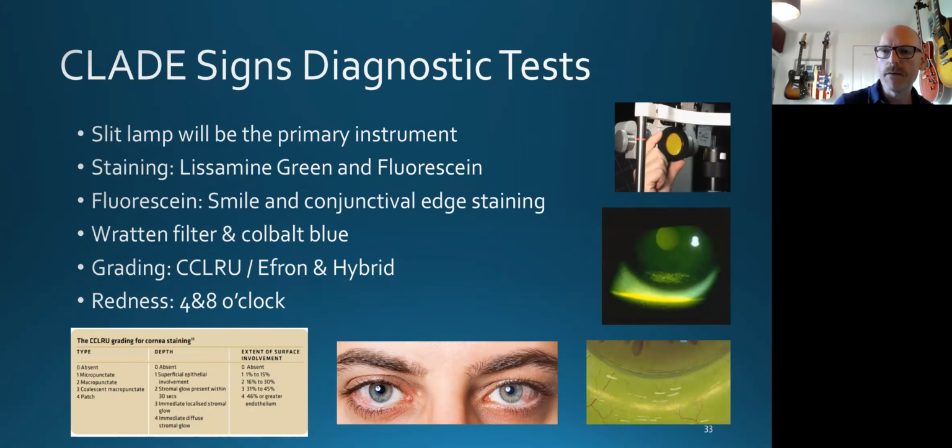Signs, again, we will perhaps go through this at quite a rate because this is something which is off limits at the moment. So we know that our slit lamp is likely to be the primary instrument. We're going to be using stains such as lissamine green and fluorescein. We can see smile staining over here. I don't know whether you can see my cursor floating around. We've got some conjunctival edge staining here, nice image from Efron. We'll need to ensure we've got our Wratten filters and our cobalt blue light sources to get the best images.